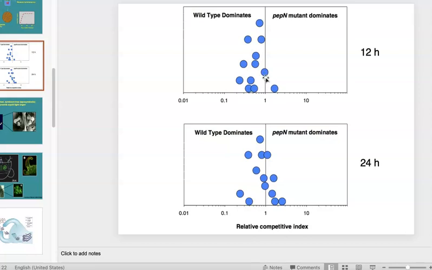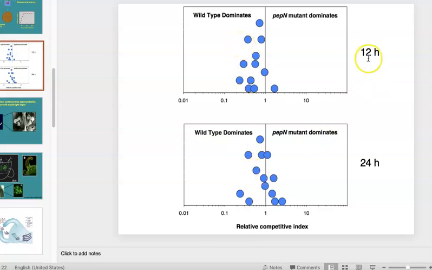And then anybody over here means that the mutant, for example, this is an aminopeptidase mutant, dominated. And then any spheres to the left suggest that the wild type dominated. So again, these are ratios, and this is a 1-to-1 ratio. And then if you move this way, it means that the wild type predominated in this particular ratio.